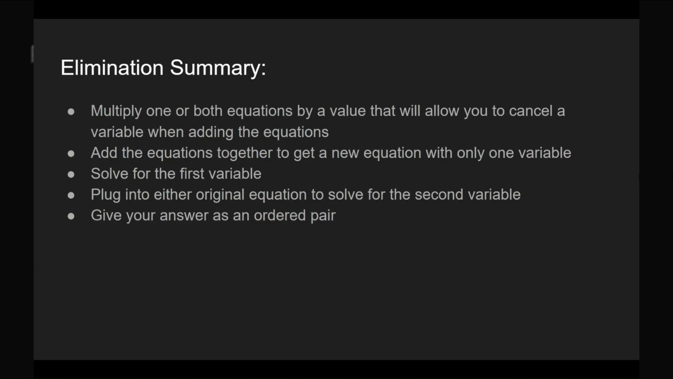We're going to multiply one or both equations by a value that'll allow you to cancel a variable when adding the equations. We'll add the equations together to get a new equation with only one variable. We will solve for that first variable, plug that value into either one of the original equations to solve for the second variable, and then give your answer as an ordered pair. So that was our first of two strategy options.